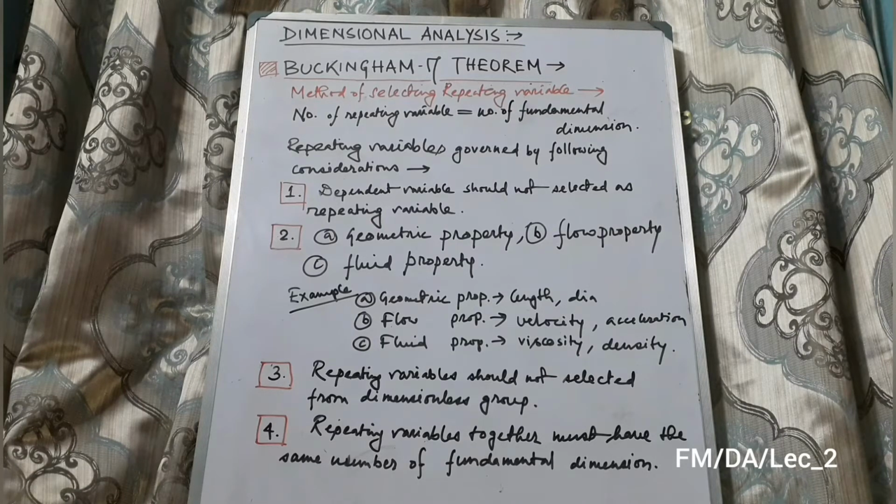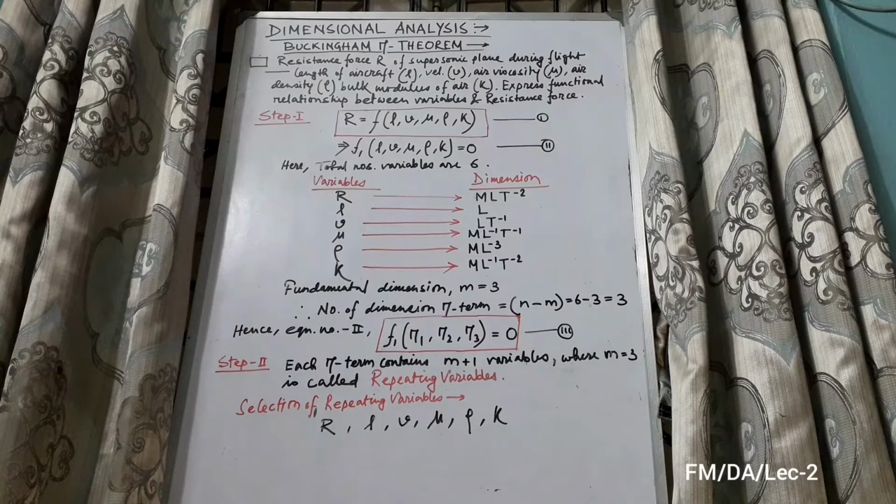So now we will do a problem. The resistance force R of a supersonic plane during flight can be considered as dependent on the length of aircraft L, velocity V, air viscosity mu, air density rho, and bulk modulus of air K. Express the functional relationship between the variables and resistance force with the help of Buckingham Pi theorem.